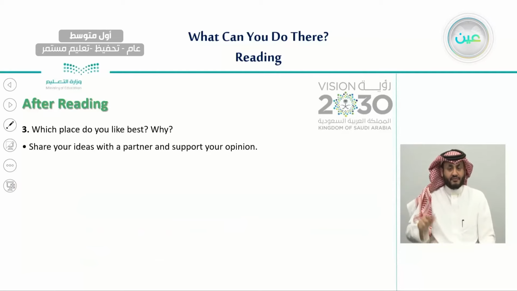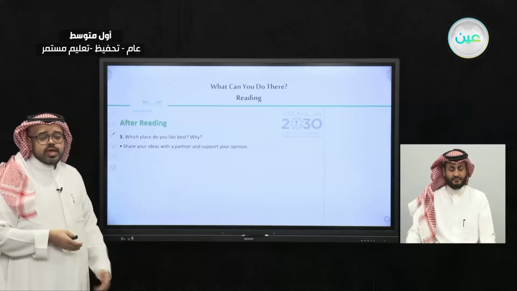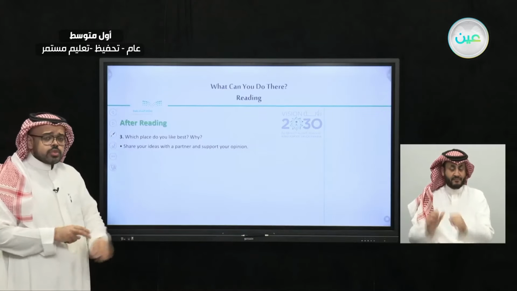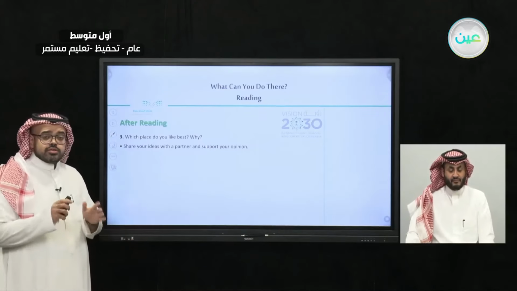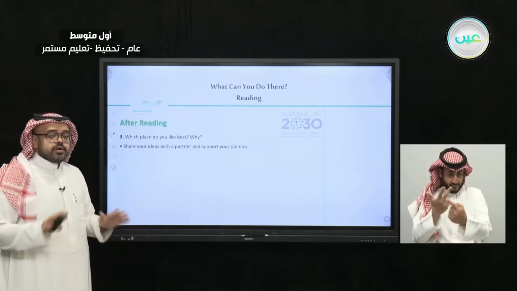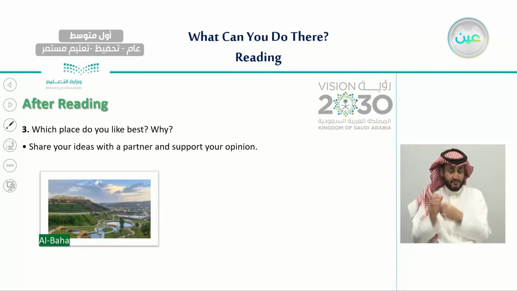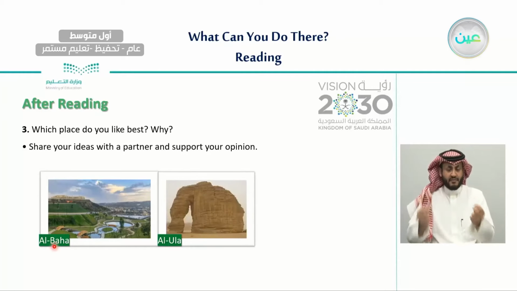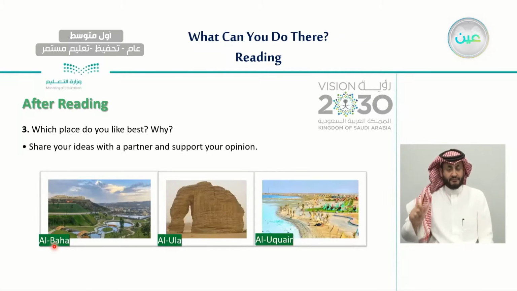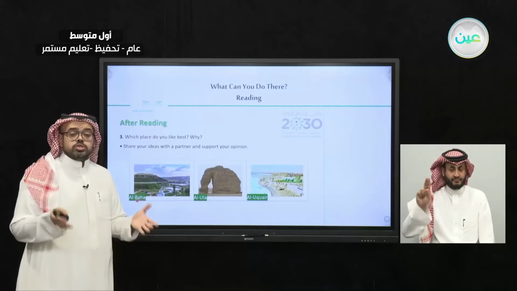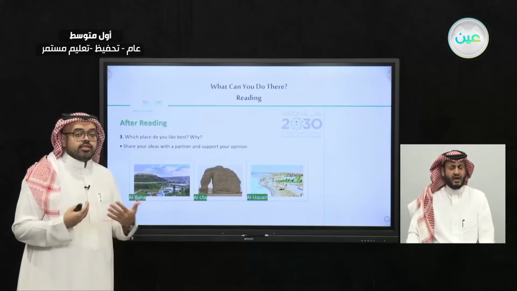Now, the third exercise we have is which place do you like best and why? Share ideas with a partner and support your opinion. So let's talk about the places we have talked about in this text. We talked about three different places. The first one is Al-Baha, and the second one is Al-Ula, and the third one is Al-Ugair Beach. So let's talk about these places. Which one of them do you like and why?